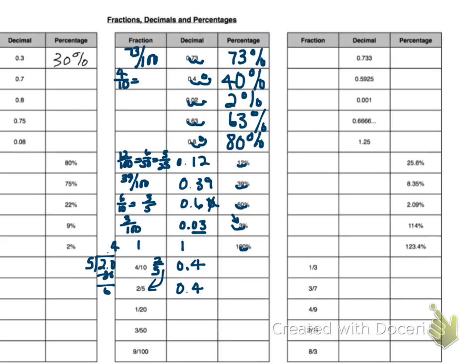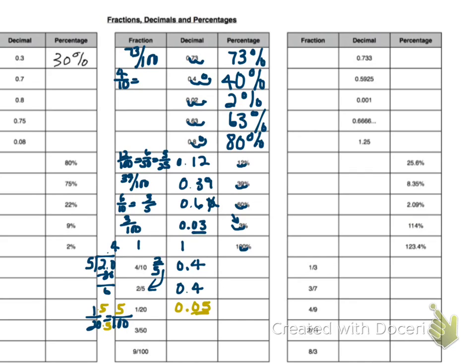1/20th. This one is a good candidate for making it equivalent to something over 100. 20 times 5 is 100, and 1 times 5 is 5. So it's 5 hundredths. Now you got to be really careful about how you write this. That is 5 hundredths, because there's 2 places to the right of the decimal.